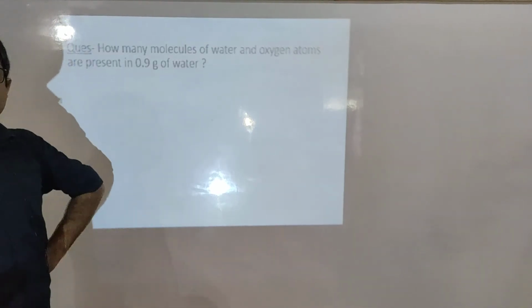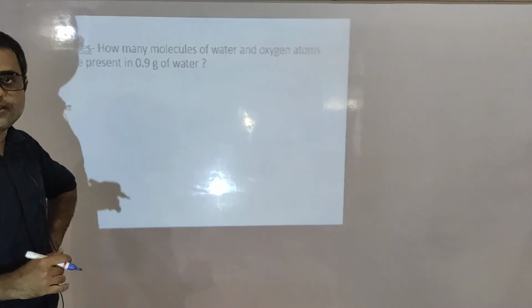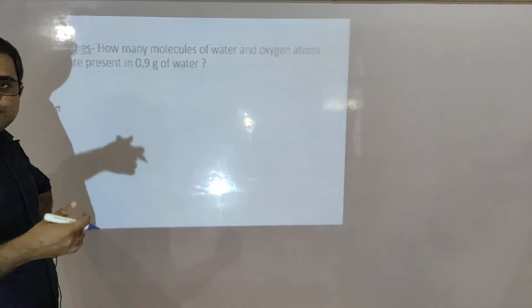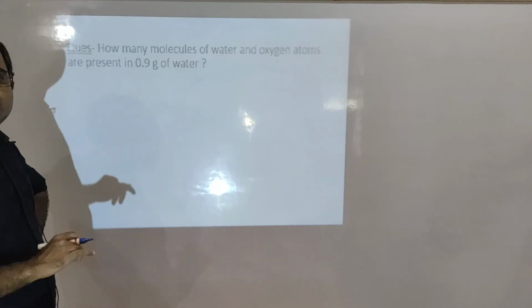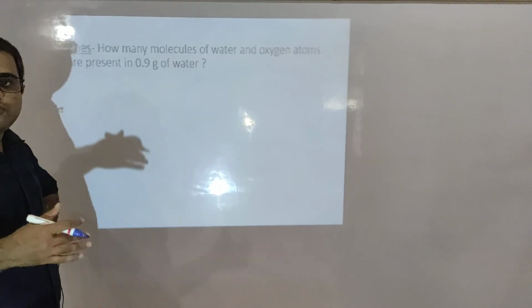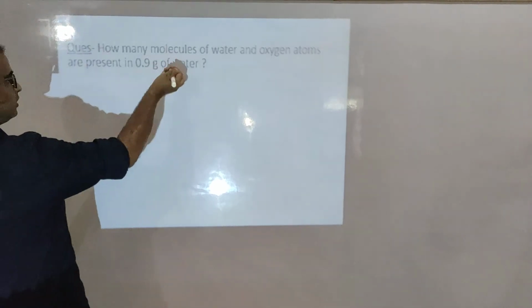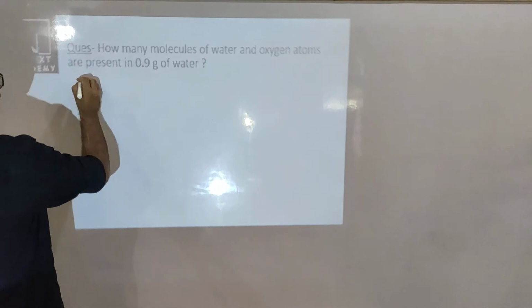So for that, what we have to do? First, we have to calculate the number of moles. Then after calculating the number of moles, we will multiply the number of moles with Avogadro number. We will get the number of molecules. Then we will multiply the number of molecules with atomicity. Then you will get the number of atoms. So first, we will calculate the number of moles.